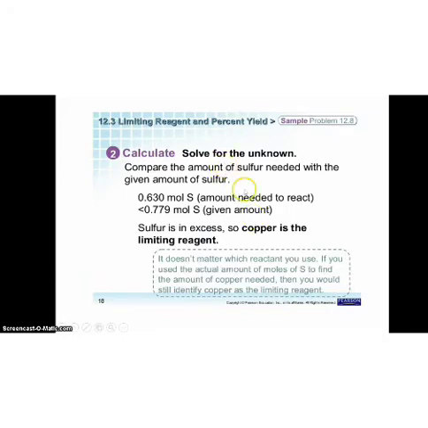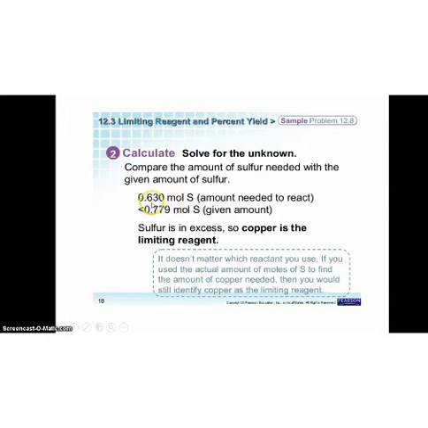Then, from the calculated value, 0.630 moles of sulfur is needed to react. The given amount of sulfur is 0.779, which is greater than this value. So sulfur is present in excess, and copper is the limiting reagent. Copper is completely consumed in this reaction, so copper acts as the limiting reagent.